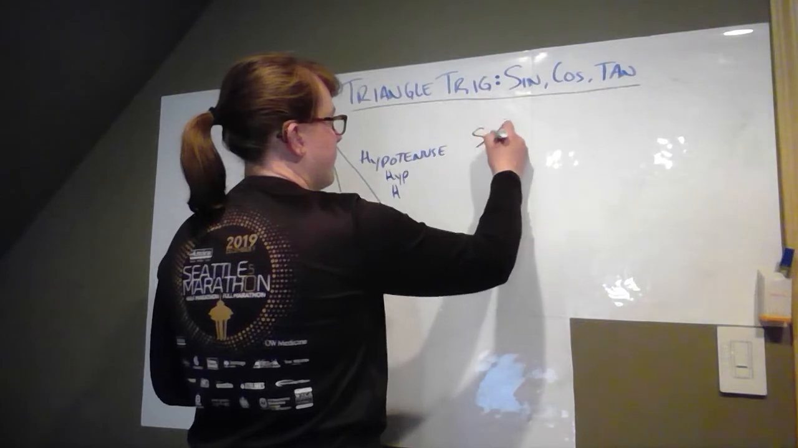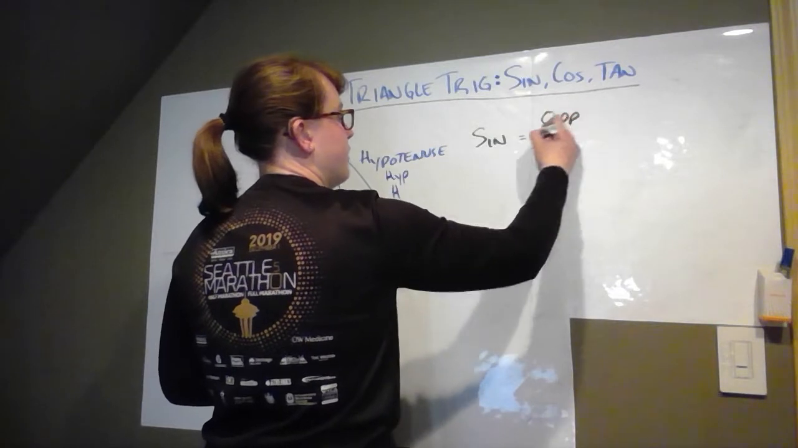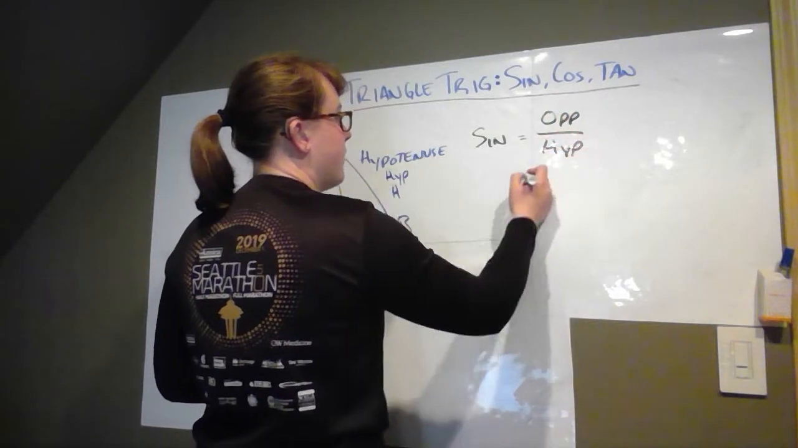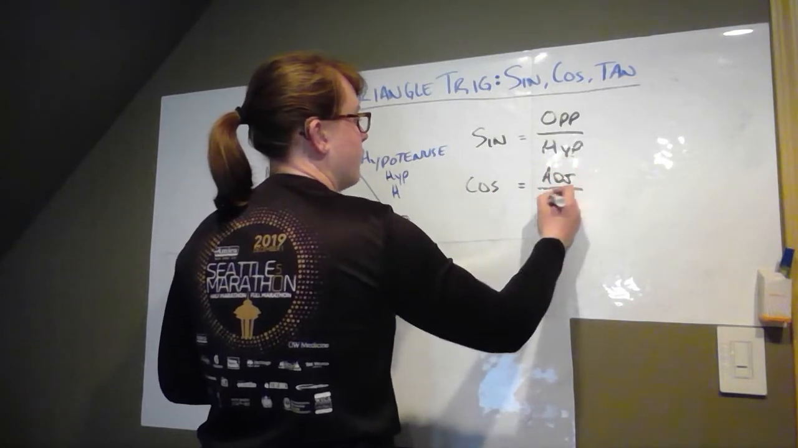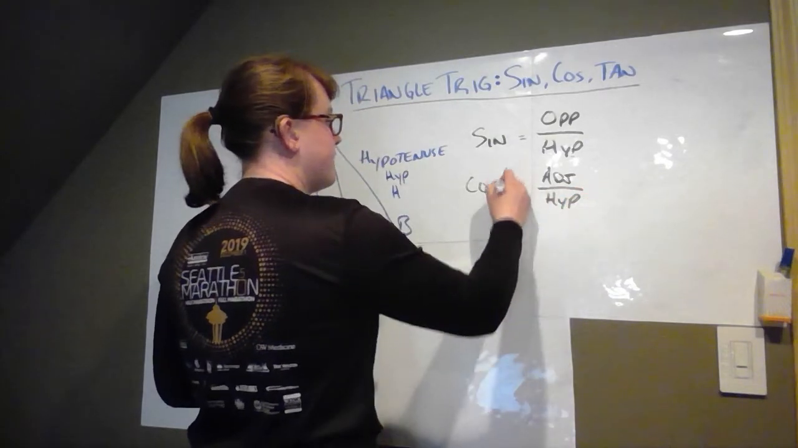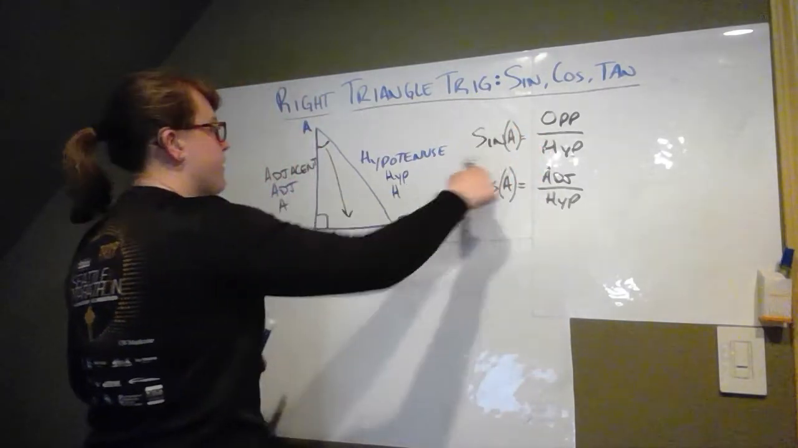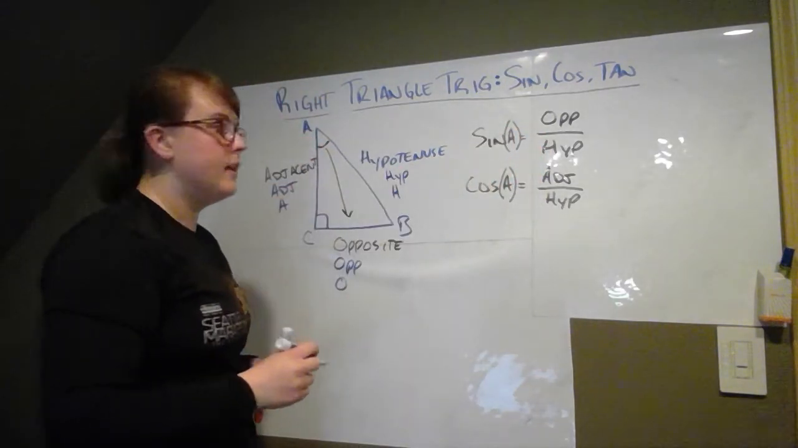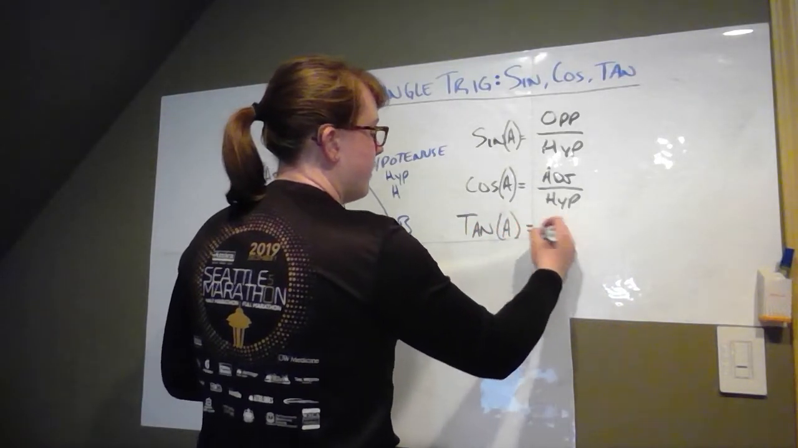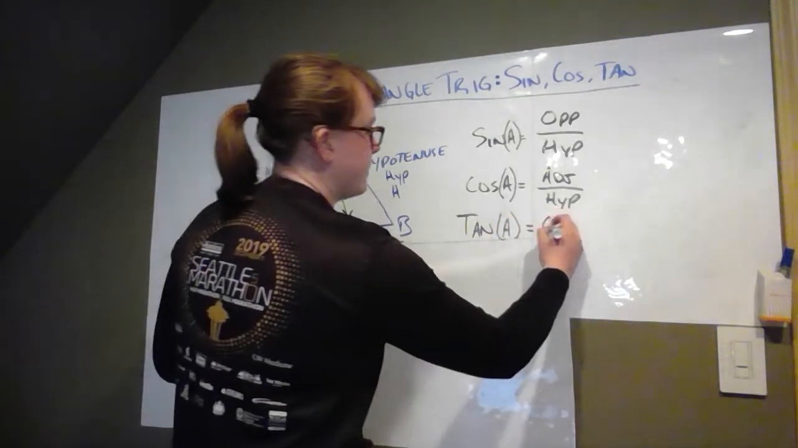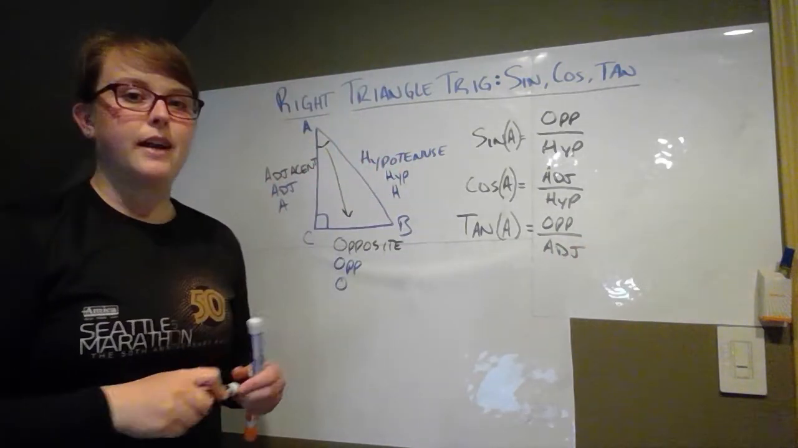So here's what they are officially. The sine of an angle is the opposite over the hypotenuse. The cosine of an angle is the adjacent over the hypotenuse. And usually the way that you will see this written is like cosine of A, sine of A. So the A that we're referring to here is the angle A. And then the last one is tangent of A. And so that one is opposite over adjacent. And it just refers to the side lengths.